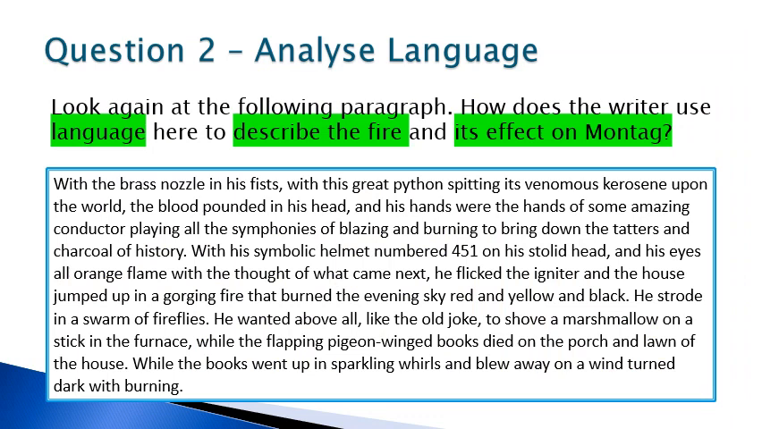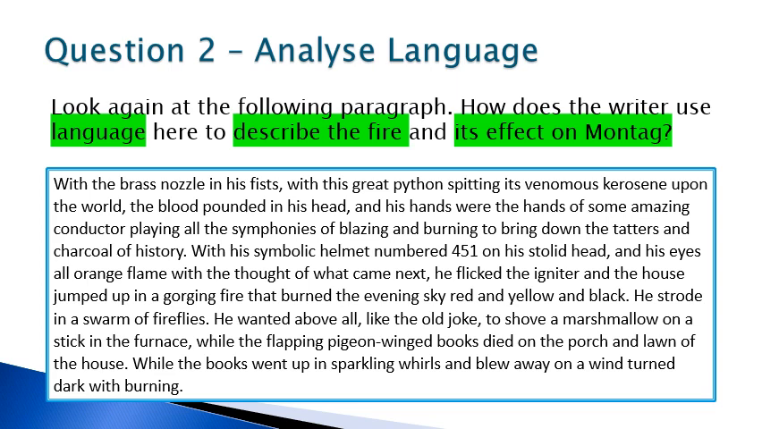So we're going to have a look at a particular extract. Question 2 will always ask you to look at one particular short section, and it will ask you to pick out how the writer uses language to describe something, and it will give you a keyword. So in this one it says, how does the writer use language here to describe the fire and its effect on Montague? And just for ease there, I've just highlighted for you the keywords. So it's about language, about the fire, and its effect on Montague.